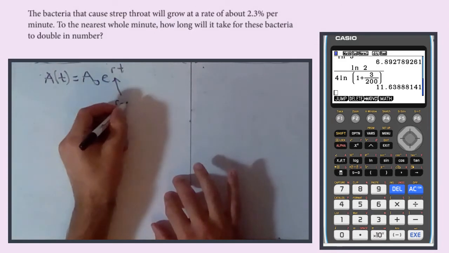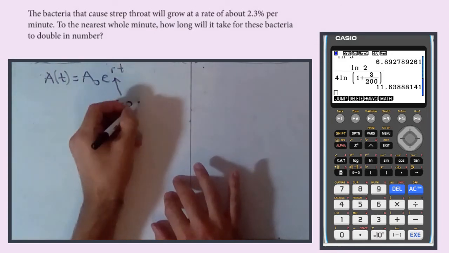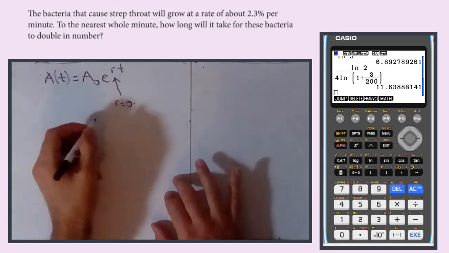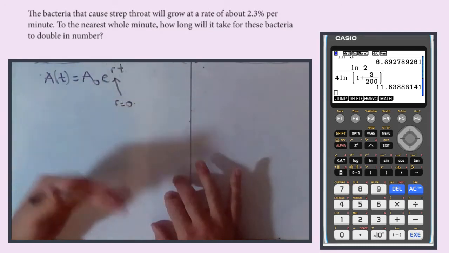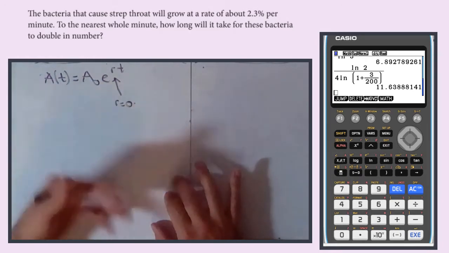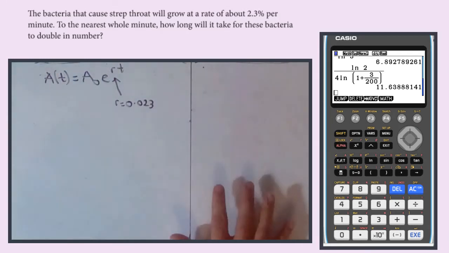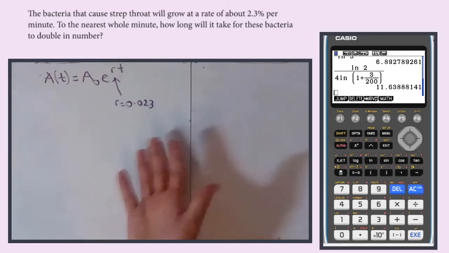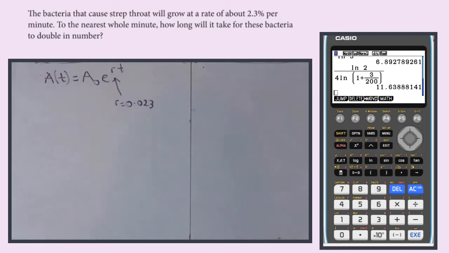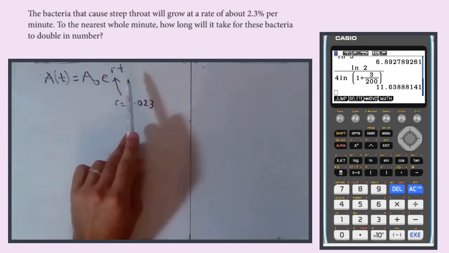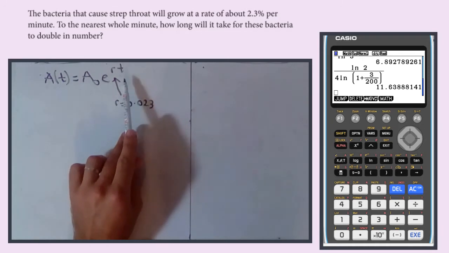So r is going to be 2.3% as a decimal. So you take 2.3 and divide it by 100. Divide by 10 gives 0.23, so it's going to be 0.023. When you divide by 100, it's very important that your r is the percentage as a decimal. Do not just put it in as a percentage. It is a bit confusing because if this was, say, a compound interest formula, you would put it in as a whole number, but for this you don't. t is just going to be the time in minutes, and it's what we're going to find anyway.